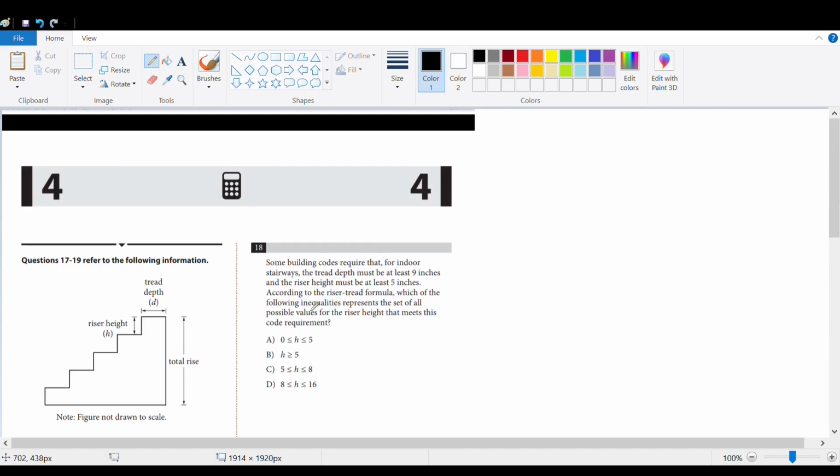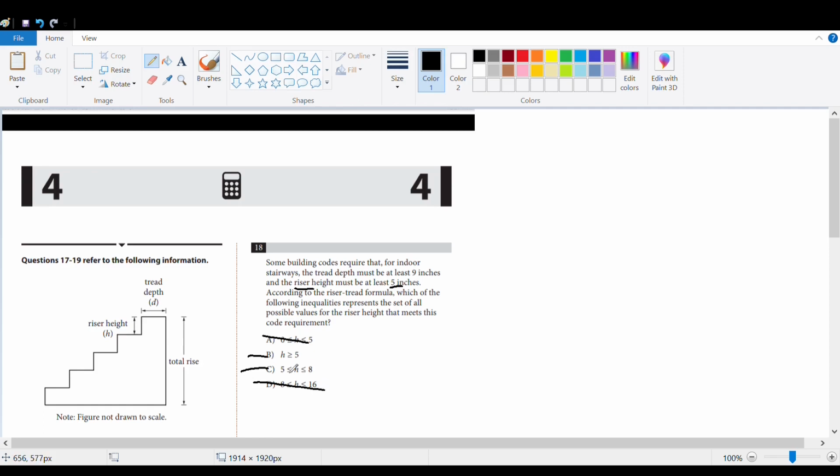18. Some building codes require that for indoor stairways, the tread depth must be at least 9 inches and the riser height must be at least 5 inches. According to the riser tread formula, which of the following inequalities represents the set of all possible values for the riser height that meets this code requirement? So h is the riser height, right? So the minimum value of h is going to be 5. And here, the maximum value of h is 5, so that's not true. Here, the minimum value of h is 8, so that's not true. So it's either b or c.